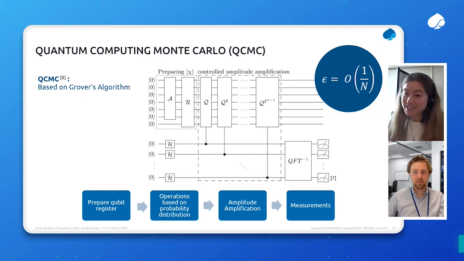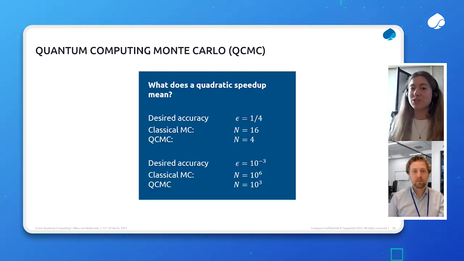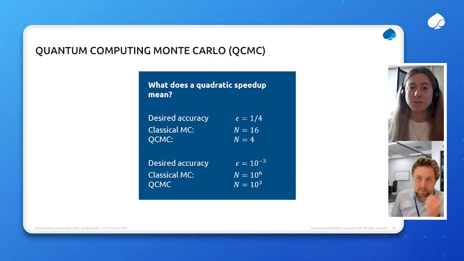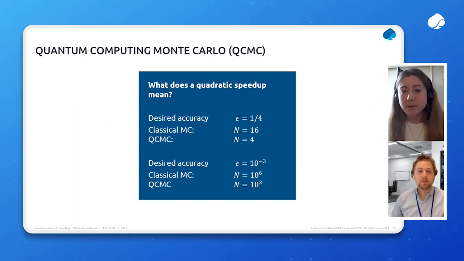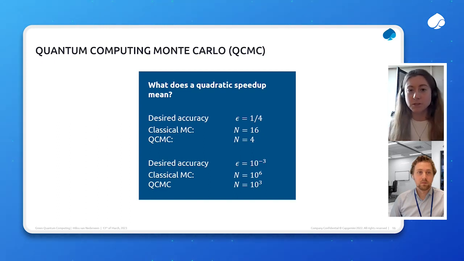And what makes this so interesting is that this scales now with 1 over n. What does this mean? So as said, this gives a quadratic speed up. For example, if we were to acquire an accuracy of 1 over 4, 25%, classically we would have to do 16 iterations, but using quantum computing Monte Carlo, we would only require 4.